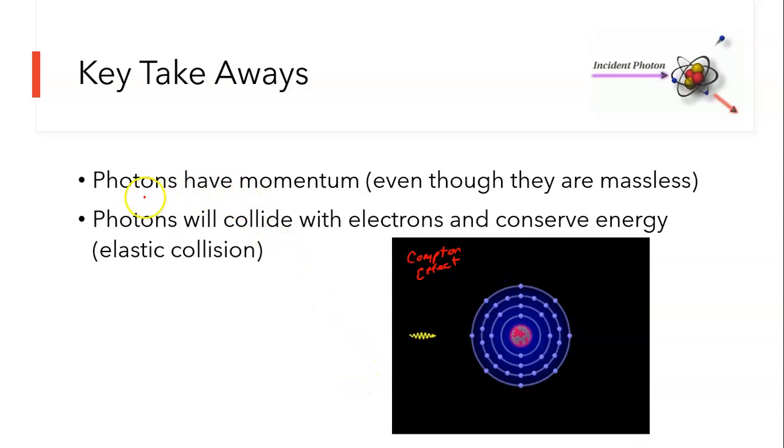So key takeaway, first of all, photons have momentum. Even though they're massless, they have momentum. Our traditional momentum formula, p is equal to mv, would say it's massless, yet it has momentum. And when it collides with the electrons, energy is also conserved. It's an elastic collision, meaning the kinetic energy before and the kinetic energy after is going to be the same in both cases.